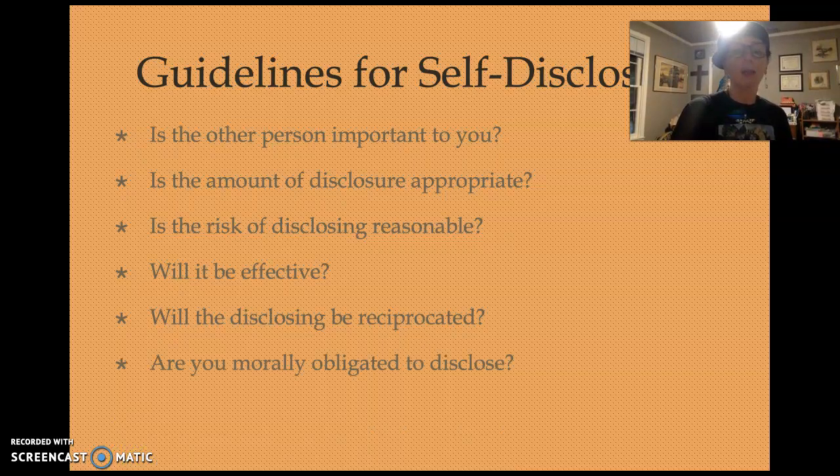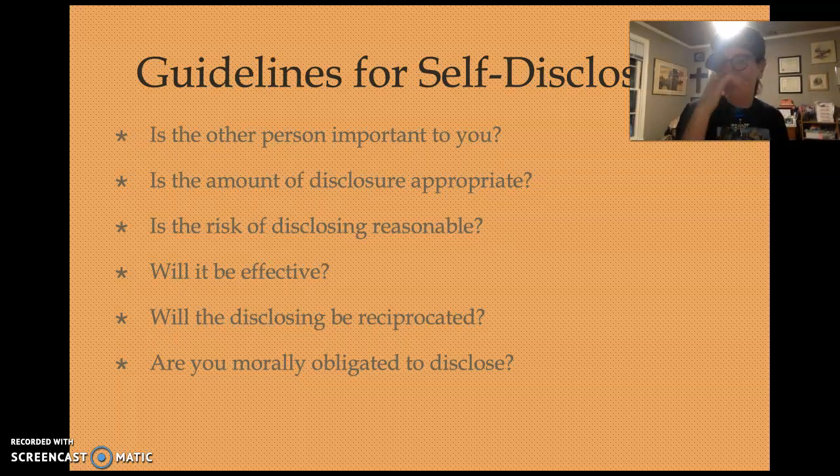Are you morally obligated to disclose? This is like, are you supposed to? Yeah, if you've killed someone, if you killed their kid, then that's a whole other thing. I'm being a little extreme. But you have to ask yourself, do my own moral convictions say that I have to tell them? We're going to talk about that later in the semester, about deception. When is honesty or lack of honesty appropriate? You have to decide that. It goes with your own values and morals.